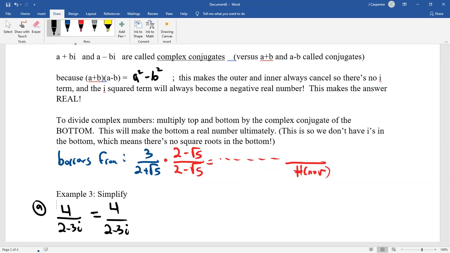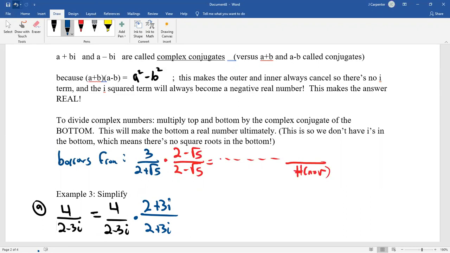So I got an i in a denominator, which means I have to go through with this process. Multiply top and bottom by the conjugate of the bottom. So we're going to multiply top and bottom by the conjugate. All it means is take all these terms, the 2 and the 3i, but change the minus to a plus. So 2 plus 3i in the top, 2 plus 3i in the bottom.